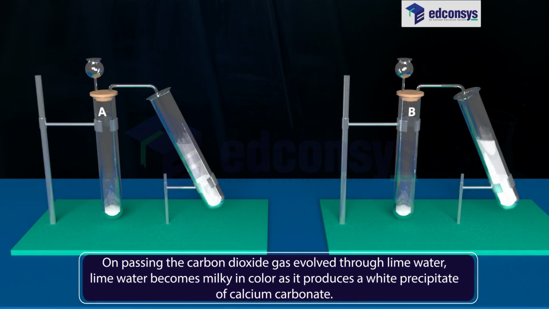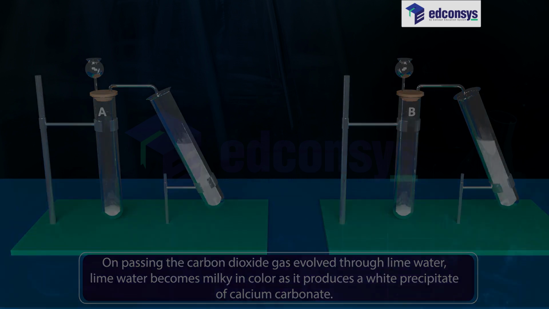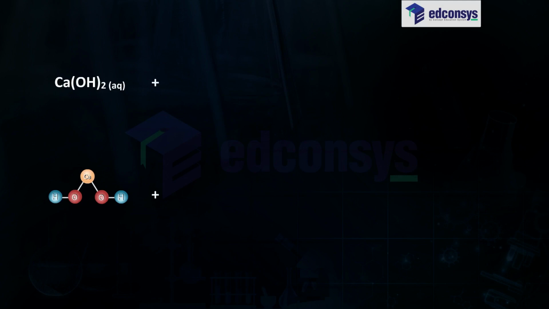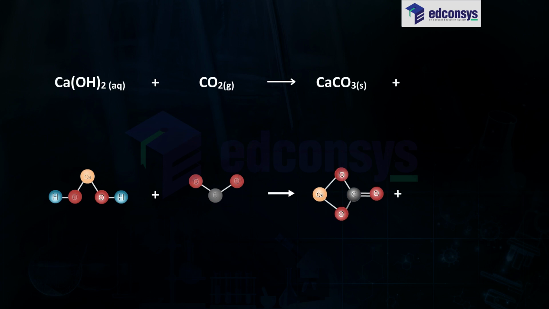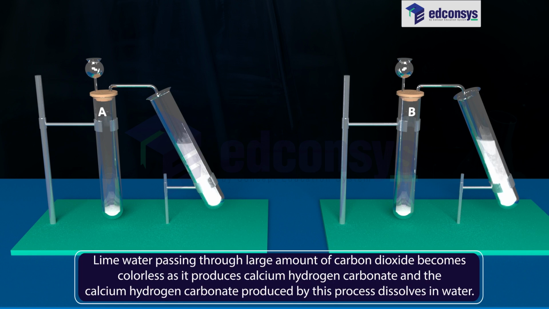Lime water turns milky on passing the carbon dioxide gas evolved, as it produces a white precipitate of calcium carbonate. Ca(OH)2(aq) plus CO2(g) gives CaCO3(s) plus H2O(l). Lime water on passing a large amount of carbon dioxide becomes colorless, as it produces calcium hydrogen carbonate, and the calcium hydrogen carbonate produced by this process dissolves in water.